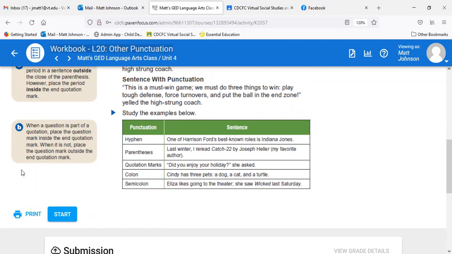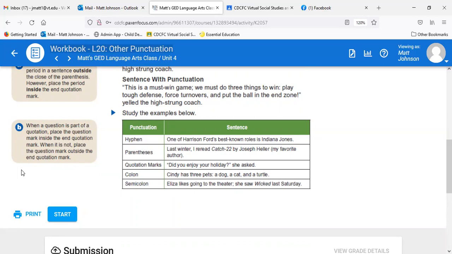Parentheses: Last winter I reread Catch-22 by Joseph Heller (my favorite author), right? Quotation marks: "Did you enjoy your holiday?" she asked. Also, I mentioned that you should have a comma at the end of a quotation, right, before "she asked," "he asked," whatever it may be. If it's a complete thought and it's like an exclamation or a question, you do not use the comma. That question mark or quotation is going to replace it.